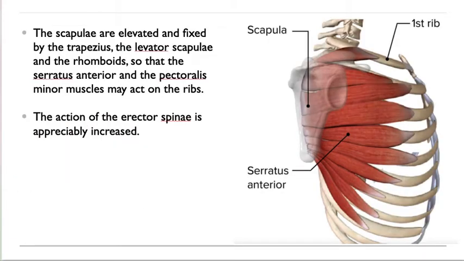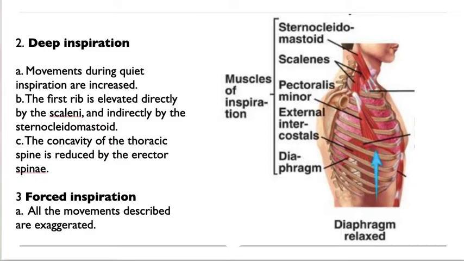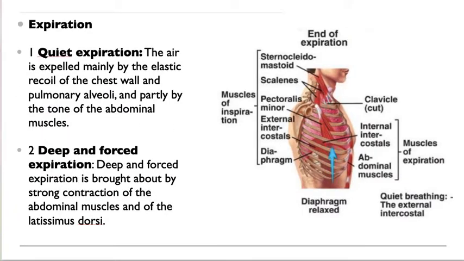Now, the scapula is elevated and fixed by the trapezius, the levator scapulae and the rhomboids, so that the pectoralis major and the pectoralis minor muscles may act on the ribs, and the action of the erector spinae is appreciably increased in forced inspiration.